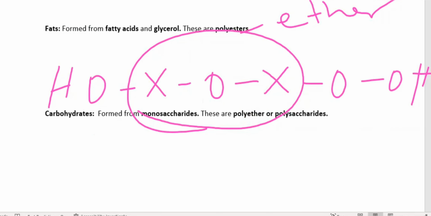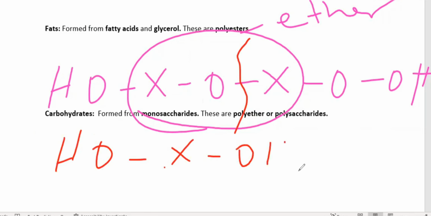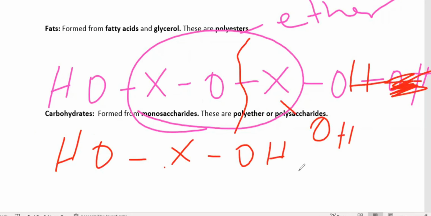So, of course, if you're going to hydrolyze this, you're going to break the bond somewhere right here, and you're going to end up with HO-X-OH. And then on the other side, you're going to have your OH right there, X-OH. So this is supposed to be H, not that. Right? So that's how you're going to end up with your two monomers. Okay?